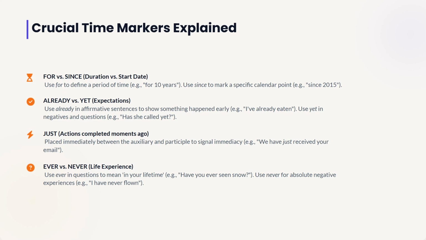Now let's see already and yet. Already usually appears in affirmative sentences. I have already eaten. Yet commonly appears in questions and negative sentences. Have you finished it yet? I haven't finished it yet. Another useful word is just. We have just received your mail. This means the action happened a moment ago. Finally, we have ever and never. Have you ever visited another country? I have never flown on an airplane. These words help you talk about life experience.